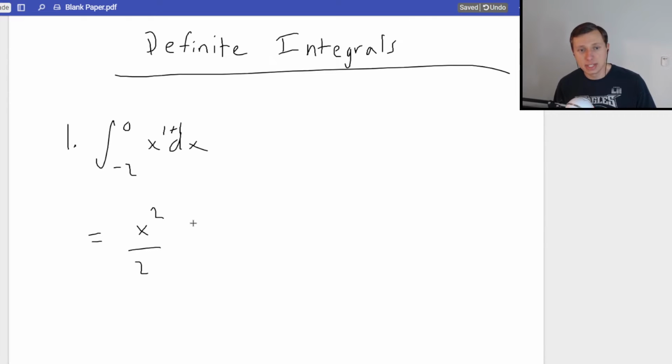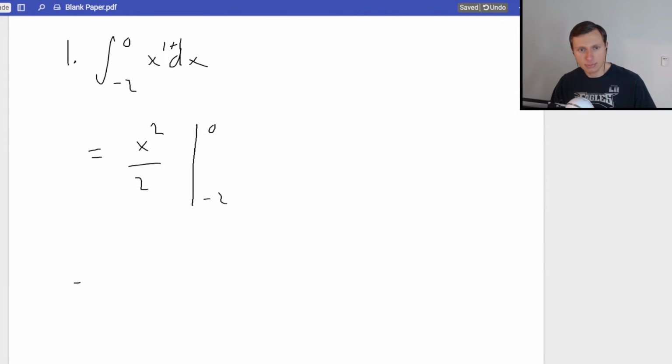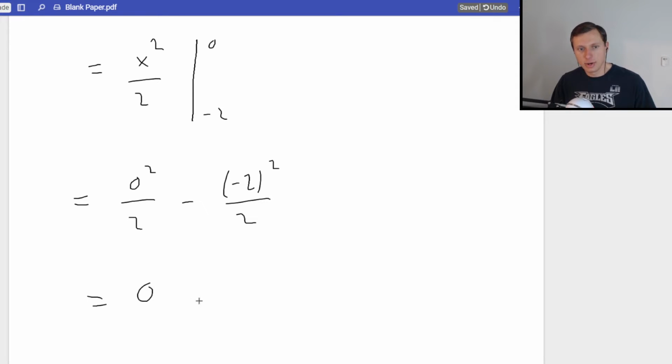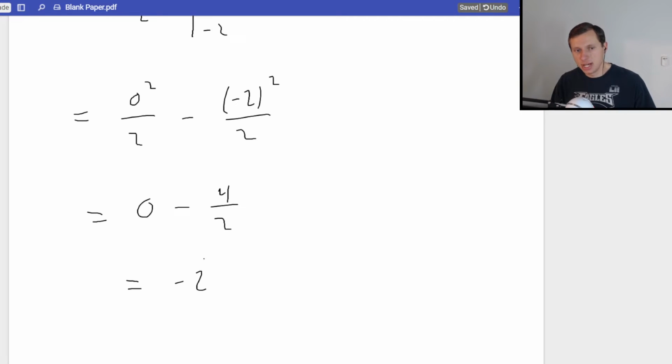Whenever you have bounds, instead I'm going to draw a long vertical bar like this, up top 0, on the bottom -2. I'm actually going to be plugging in 0 and -2 in for x here and subtracting the two quantities. So what I get is 0 squared over 2 minus -2 squared over 2. So this is going to equal 0 minus -2 squared is now positive 4 divided by 2. I'm going to get a final answer of -2. Okay? Any questions? This is the answer.